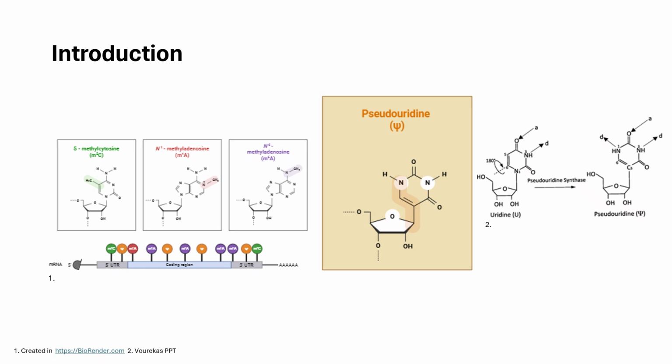RNA modifications are widespread in eukaryotes and influence RNA stability, structure, and function. Pseudouridine was the first discovered RNA modification and is found in mRNA, tRNA, ribosomal RNA, and long non-coding RNA as well. Pseudouridine synthetase makes pseudouridine from uridine by shifting the ribose sugar attachment point from the nitrogen in uridine to the carbon 5 in pseudouridine.